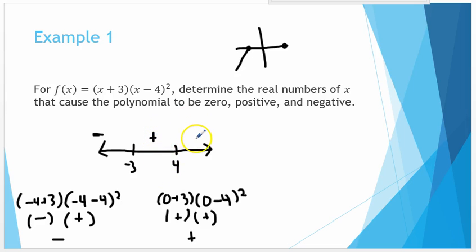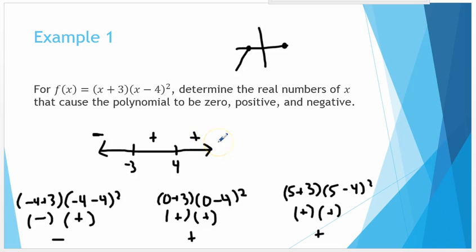And in the last section here we want to plug in a number bigger than 4. So again, you could do something crazy and plug in 100 if you want. I usually just try to stay close to the intercepts themselves. So I'm going to plug in 5. So I'm going to have 5 plus 3 times 5 minus 4 squared. And again, I'm just plugging directly into the function that they've given me to figure out positive and negative values. Well, 5 plus 3 is going to give me a positive answer. And 5 minus 4 would give me a positive answer. Squared stays positive. So in this case, when I take a positive and multiply it by a positive, the rule says the answer is positive.